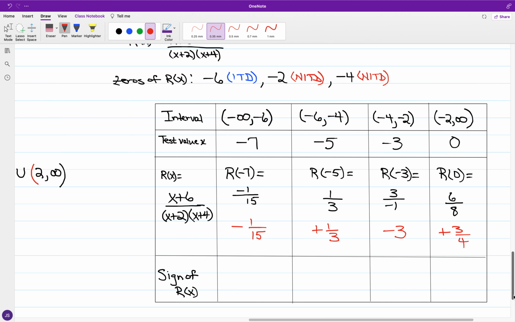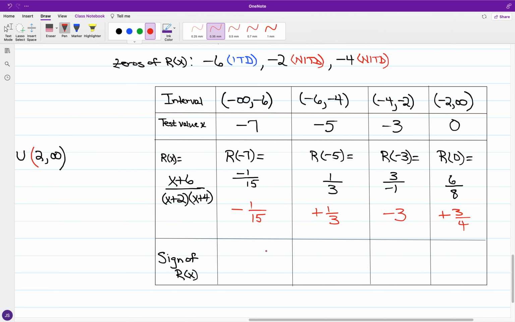And so for the sign of r of x, in the first interval we have a negative output. Second interval, we have a positive. Next, we have a negative, so you have r of x is less than 0, and then for the last, you have a positive, whereupon we have r of x is once again greater than 0.